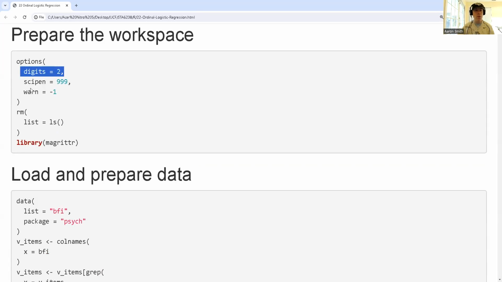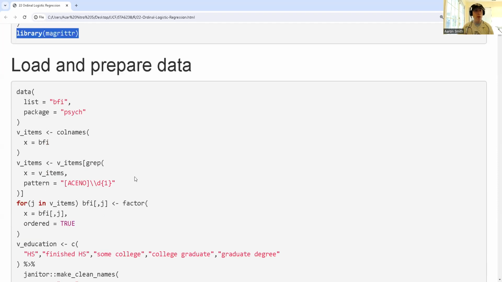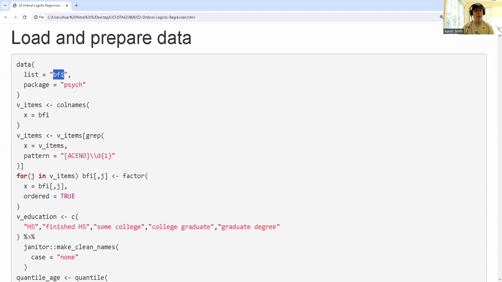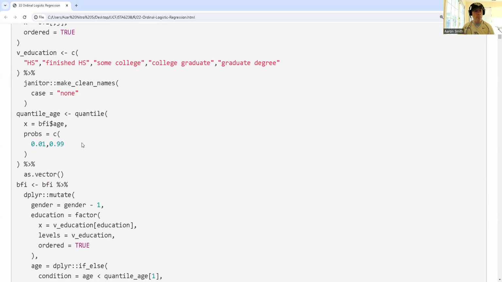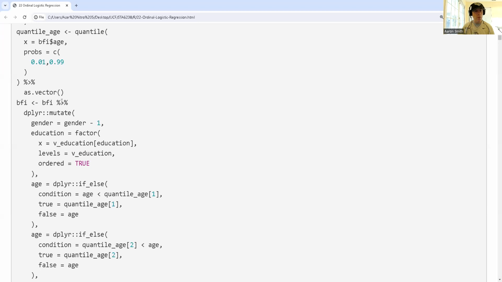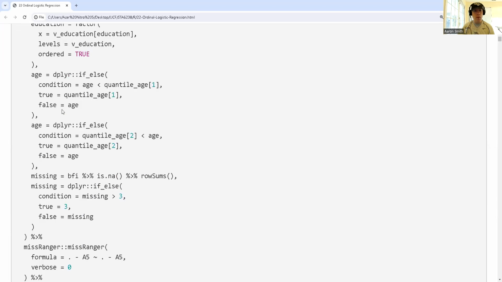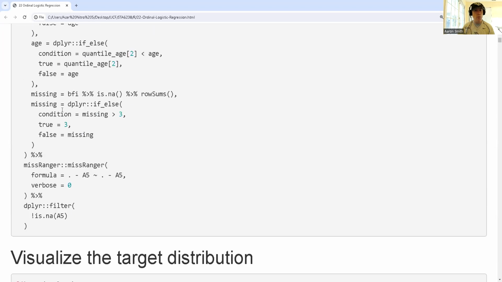All right, so let's prepare the workspace. Going to suppress digits, avoid scientific notation, suppress warnings, clear my workspace of any gunk that's floating around, and I like piping. All right, so I'm going to use the BFI data set that's in the psych package. And I'm just going to go through and modify some things, do a little bit of data prep, and clear through some stuff.